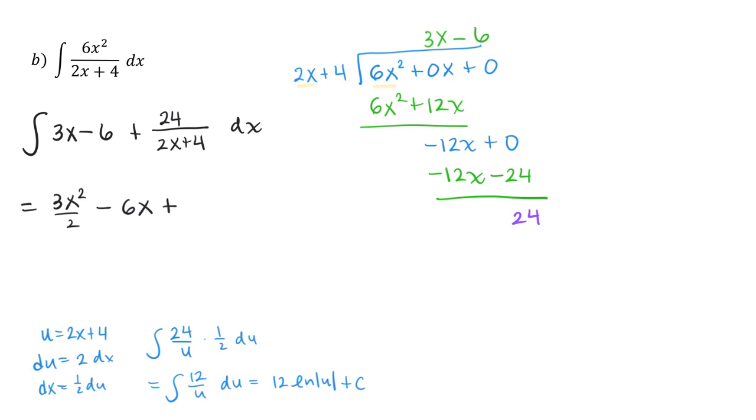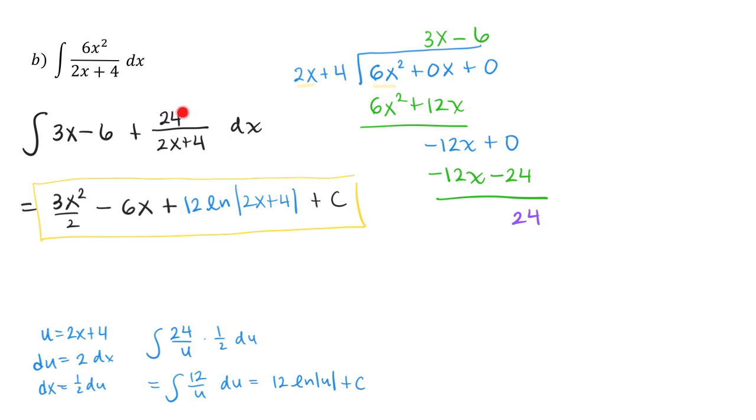So this is going to be plus 12 times the natural log of 2x plus 4, and then I'm going to remember to put my constant, which is the c. Okay, now the u substitution, I'm just using it to help me get this antiderivative. How I would do this in my head.